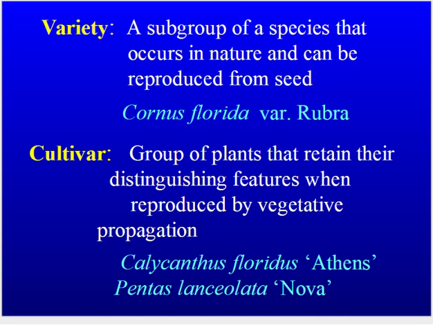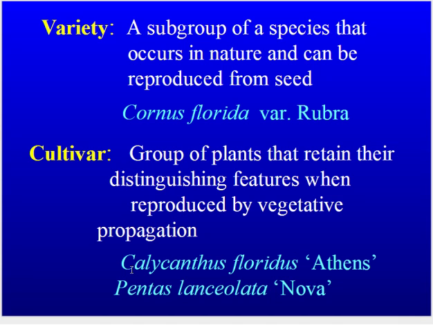Okay, then there is variety. Variety is a subgroup of a species that occurs in nature and can be reproduced from seed. In other words, there is a dogwood out there, a red dogwood, called the Cornus florida variety rubra. When you see rubra, that usually means it's a red variety. Then there's something else called a cultivar. Cultivar, or cultivated variety, is a group of plants that retain their distinguishing features when reproduced by vegetative propagation. Now, notice that's a little different from the variety up here that was reproduced from seed. When you reproduce things by seed, you have a lot of variation in them. When you use vegetative propagation, not so much.